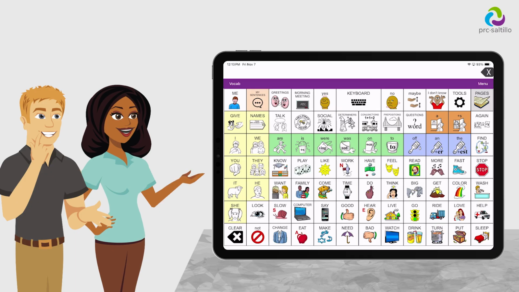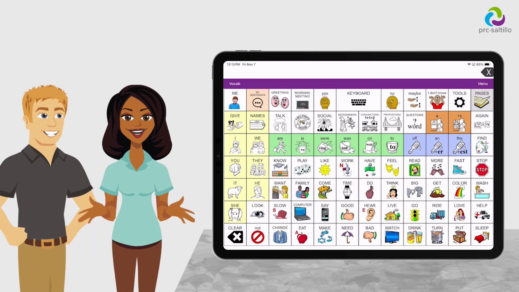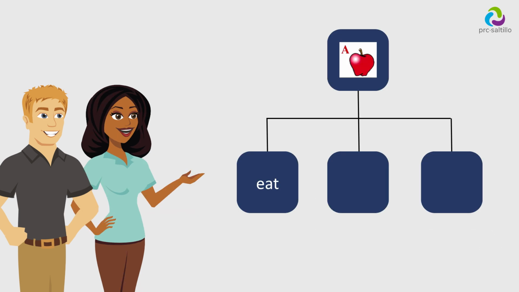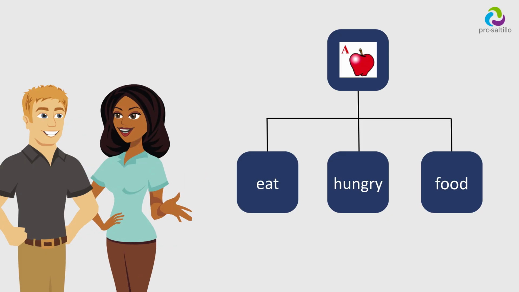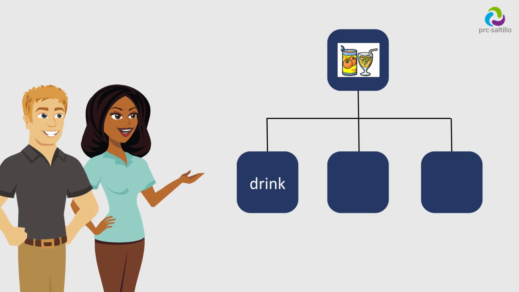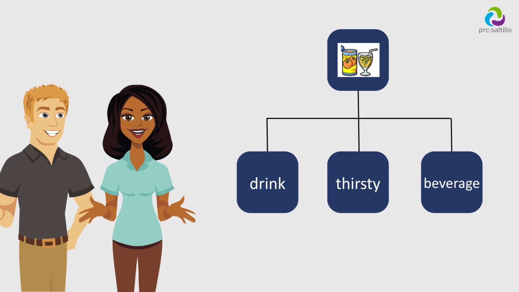In Unity, symbols on the home screen represent symbol families. Words are grouped into semantic categories. That just means that words related in meaning are grouped together. For example, words related to eating, like eat, hungry, and food, are associated with the apple symbol. Words related to drinking, like drink, thirsty, and beverage, are associated with the juice symbol.